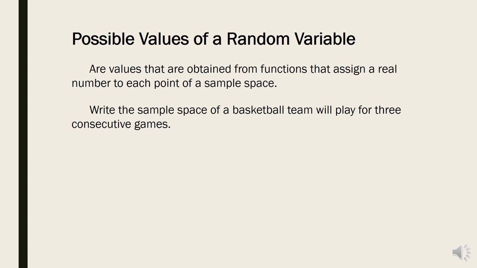So now, let us write the sample space of a basketball team that will play for 3 consecutive games. You have observed that in playing basketball, there are 2 possible outcomes, and that is win or loss. Now, to find the possible outcomes of the given situation, we will use a tree diagram. If you can still recall from your junior high school how to create a tree diagram, it is very useful to determine the elements of our sample space.